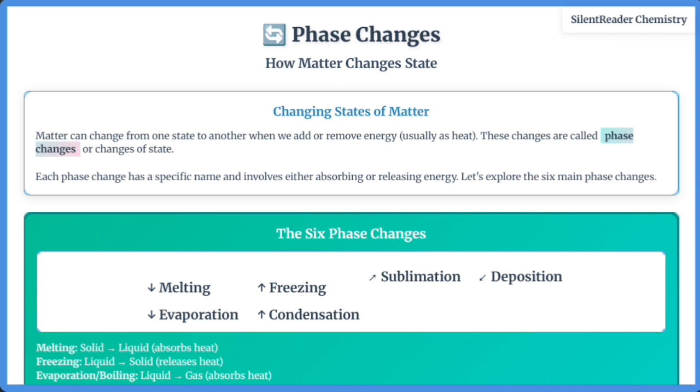Matter can change states through phase changes when we add or remove energy. Melting turns solids to liquids by absorbing heat, while freezing turns liquids to solids by releasing heat. Evaporation and boiling turn liquids to gases by absorbing heat, while condensation turns gases to liquids by releasing heat. Sublimation turns solids directly to gases, and deposition turns gases directly to solids. During phase changes, temperature stays constant because the energy is used to break or form intermolecular bonds rather than increase particle speed. This is why ice water stays at 0 degrees Celsius until all ice melts.